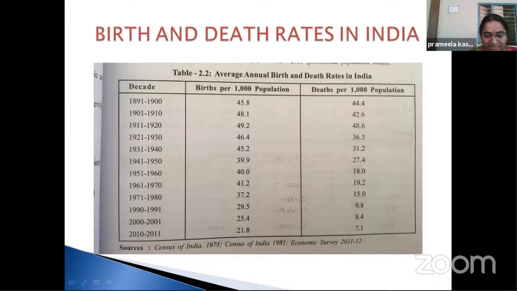And in the year 2010 to 2011, the birth rate declined only to 21.8. That means the birth rate declined only from 49.2 per thousand to 21.8. But the death rate declined from 48.6 per thousand to 7.1. That means we can find a high decrease in death rates, and we cannot find a simultaneous decrease in the birth rate, which may lead to population explosion in the Indian economy.